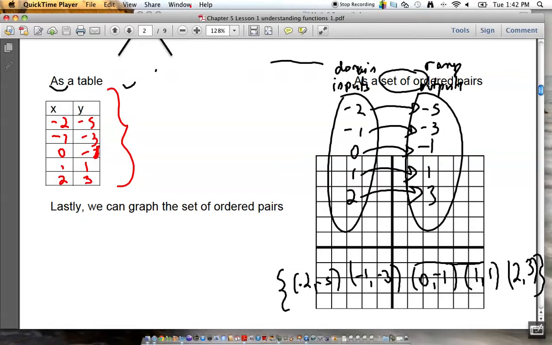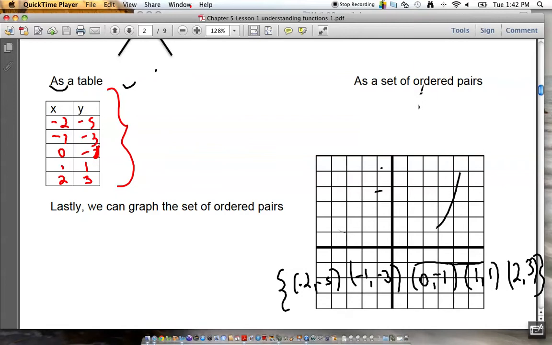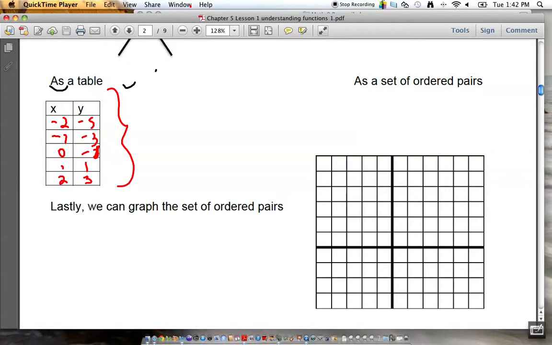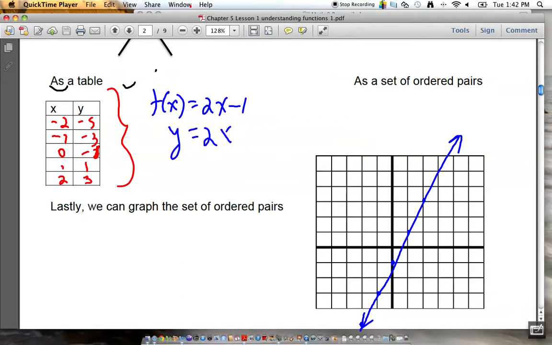And the last way we can do it that we're going to talk about is as a graph. And this particular graph will look like this: -2, -5; -1, -3; 0, -1; 1, 1; 2, 3. Now, doesn't that look like the lines you were just graphing in the last chapter? The name of this function that we just did before was f of x equals 2x minus 1, or y equals 2x minus 1.